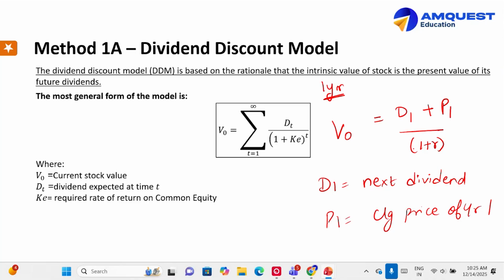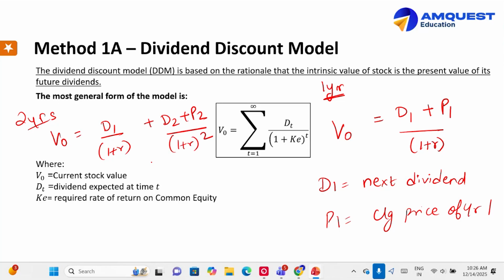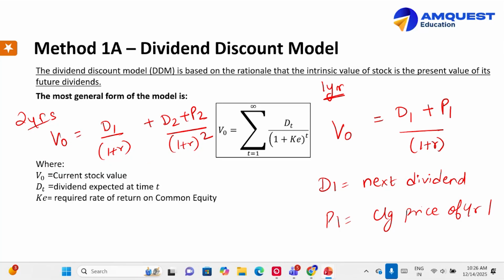So you will use this model if you are planning to hold the stock for 1 year, or you have a 1 year perspective. If you're holding the stock for 2 years, the value of the stock today will be equal to D1 divided by 1 plus R, plus D2 and P2 divided by 1 plus R raised to 2. Here D1 is the expected dividend at the end of year 1, D2 at the end of year 2, and P2 is the closing price at the end of year 2.